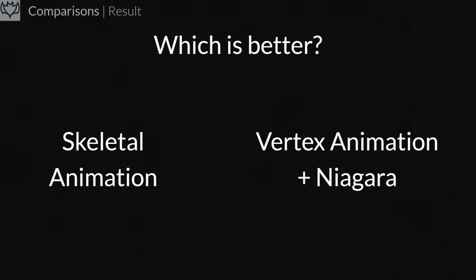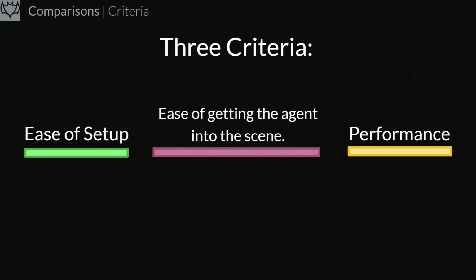Well, hopefully by the way I describe both of them, you may have guessed that Vertex Animation with Niagara is way more performant. But in a production, the final result may matter most, but time making the tool also matters. So to more closely break down which is more suitable, I chose to think about three categories: ease of setup, ease of getting the agents into the scene, and obviously performance.